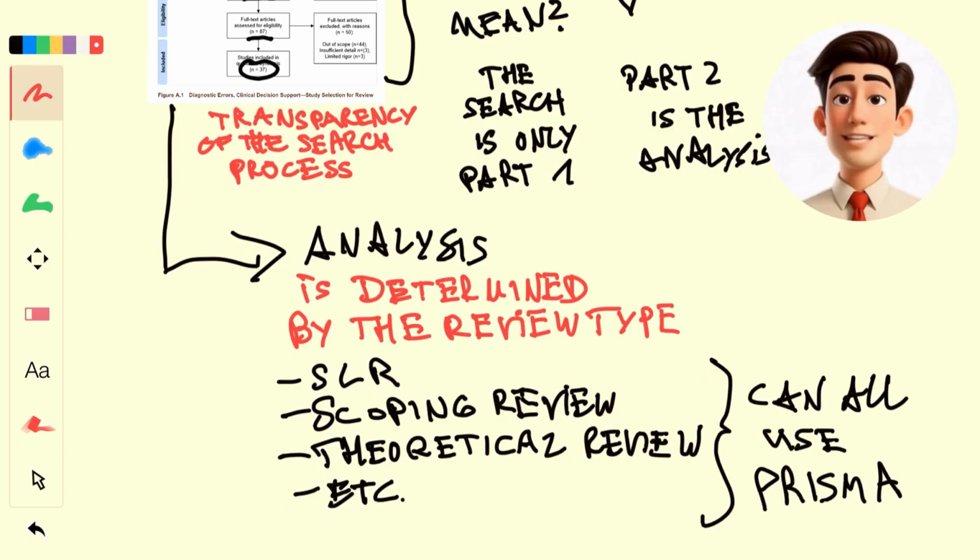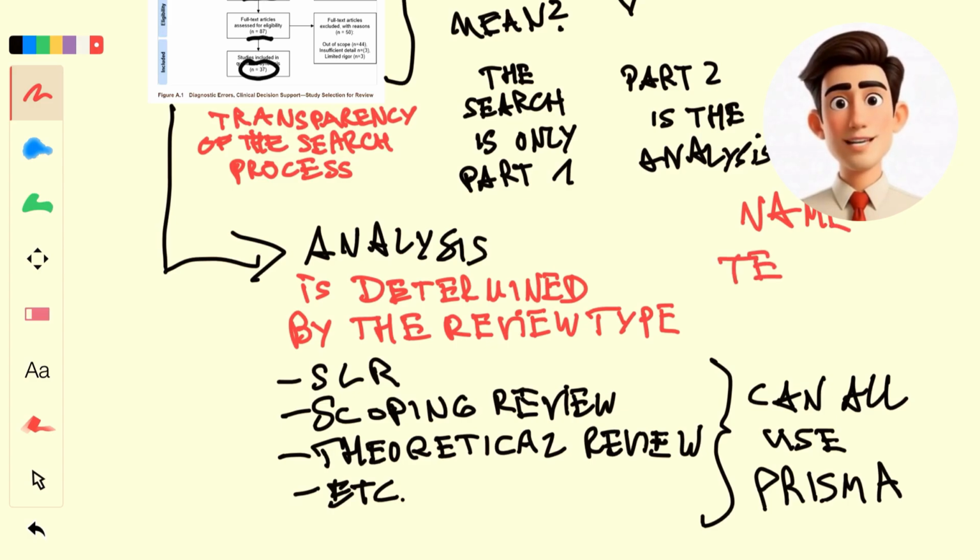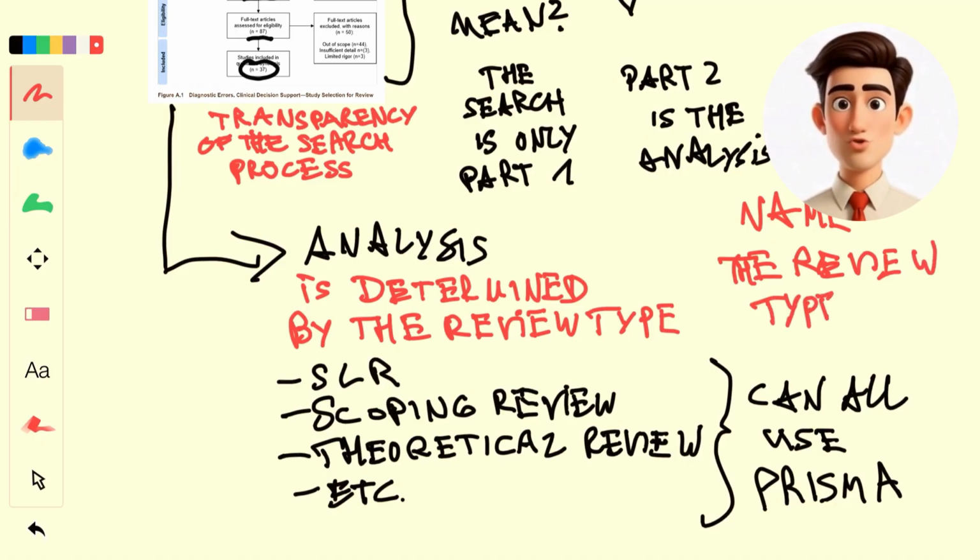So do not start by saying, I'm using PRISMA. Start by saying, I am conducting this type of review for this purpose, and PRISMA helps me report the search and selection process transparently. That one sentence already makes your methodology much stronger. What is also super important is choose your review type first, because PRISMA only makes sense when you know what kind of review you are actually conducting.